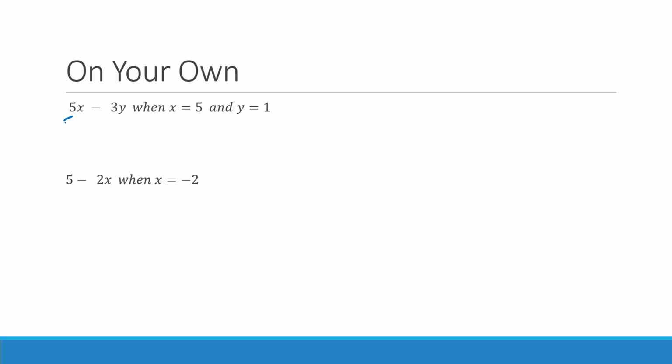In this first one, I'm going to do 5 times 5 minus 3 times 1. So this is going to be 25 minus 3, which is going to give me a final answer of 22. And this one means 5 minus 2 times negative 2. So we're going to do our multiplication, which is going to be negative 4. And then 5 minus negative 4, we're going to add the opposite, which is going to give me a positive 9.